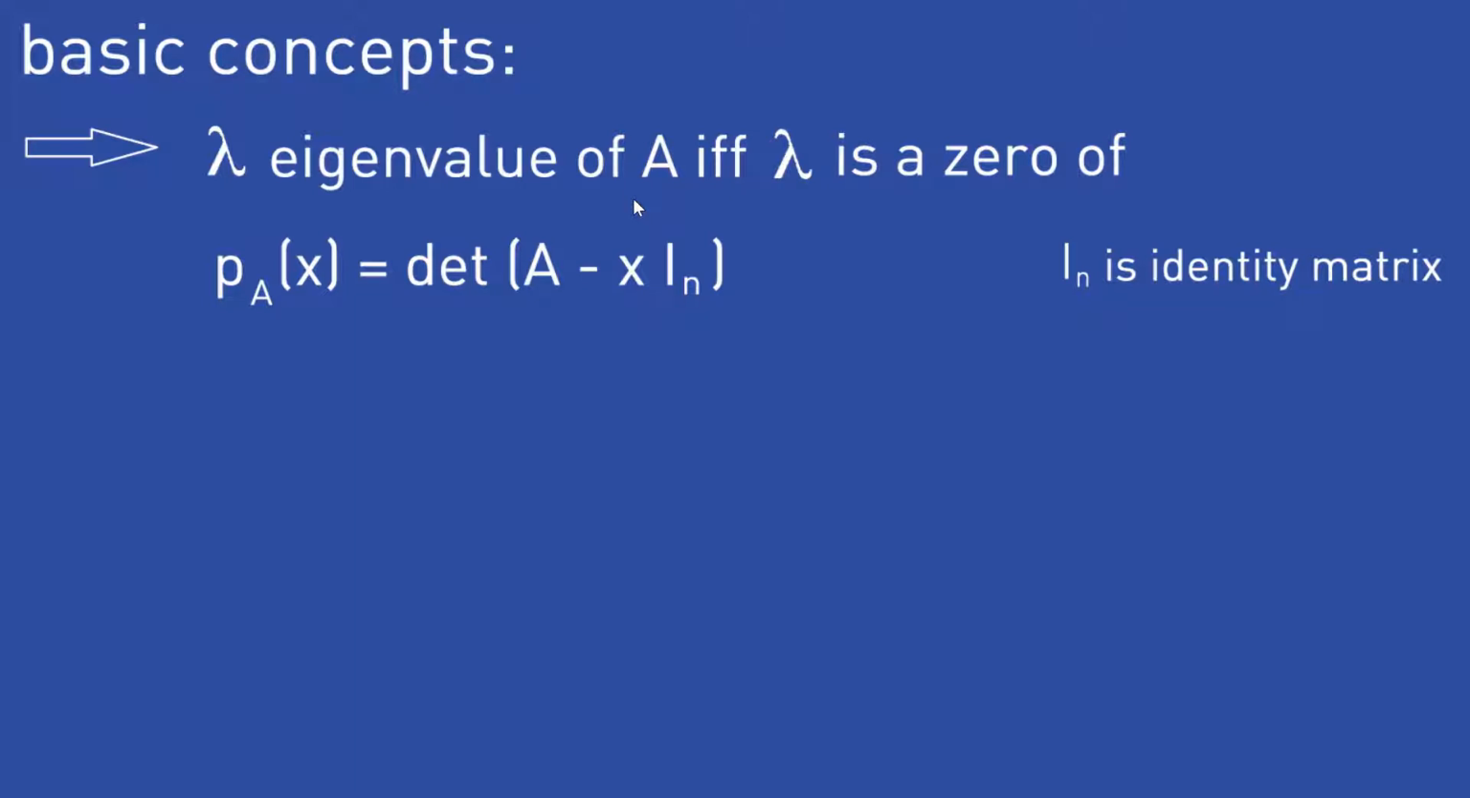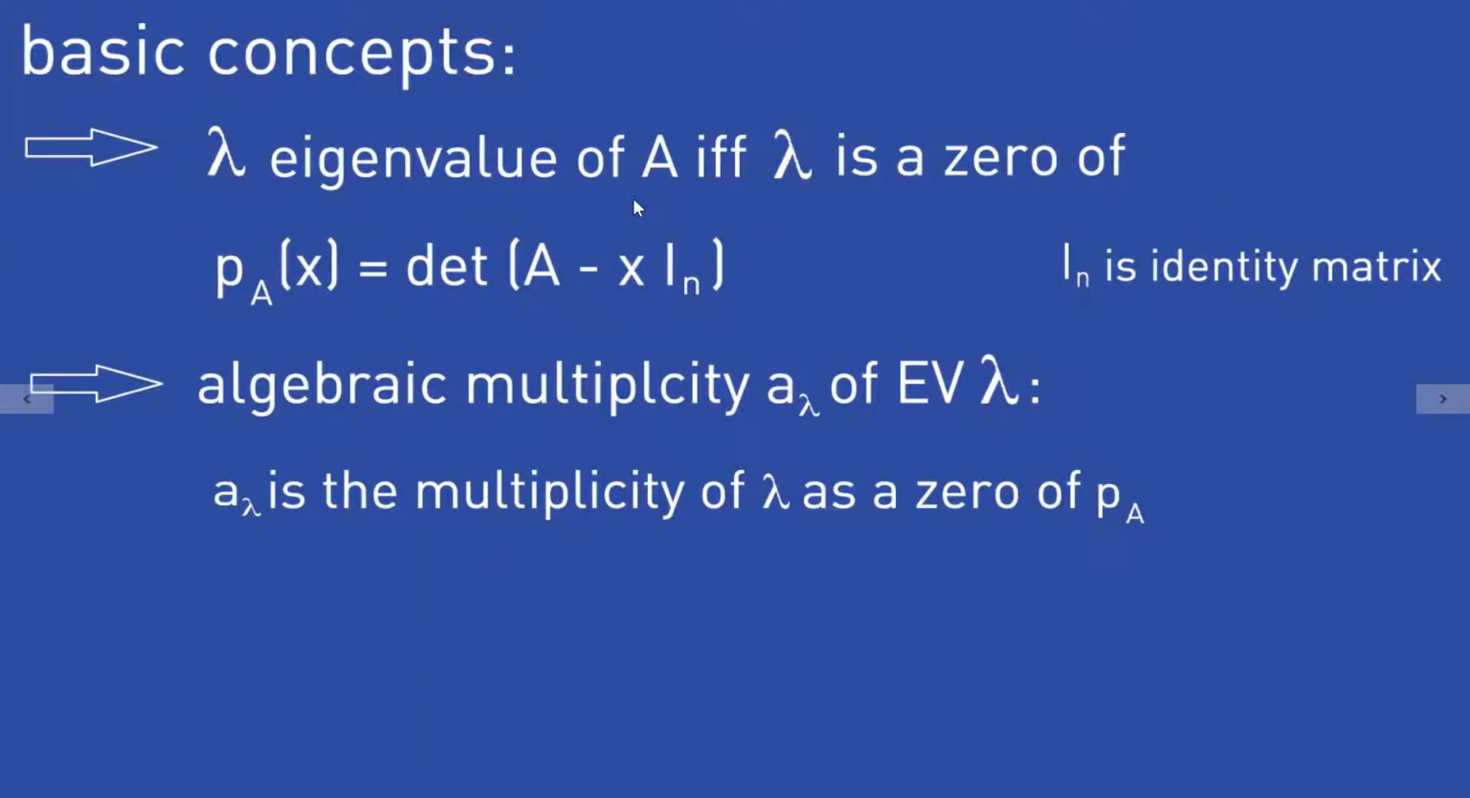If you have problems finding the eigenvalues, there are plenty of sources that explain how to find them. For example, I have 2 videos on my channel that teach you how to find the eigenvalues of small matrices faster. Then we need 2 other numbers. First, the algebraic multiplicity a_lambda of the eigenvalue lambda. It is the multiplicity of lambda as a zero of the characteristic polynomial. Or in other words, how often the eigenvalue occurs as a zero in the polynomial P_A.